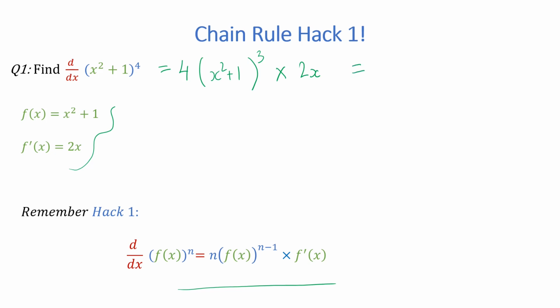Now we can simplify this. So 4 times 2 is 8x, and then x squared plus 1 cubed.